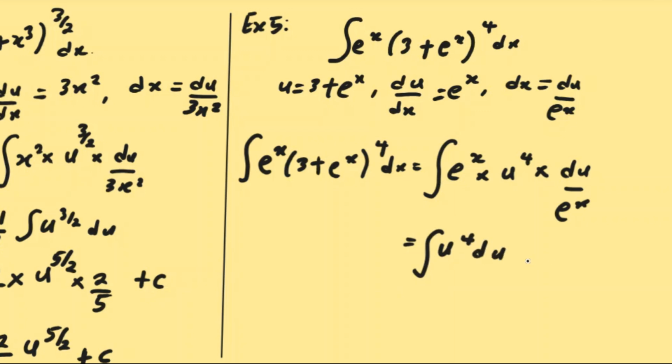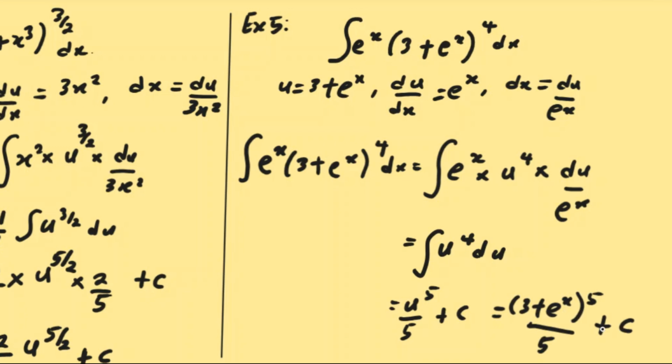The integral of u raised to the power 4 du is going to give us u raised to the power 5 divided by 5 plus arbitrary constant c. Since our u is 3 plus e raised to the power x, we substitute back: 3 plus e raised to the power of x, raised to the power of 5, divided by 5, plus an arbitrary constant c. And that is going to be the final answer to that question.